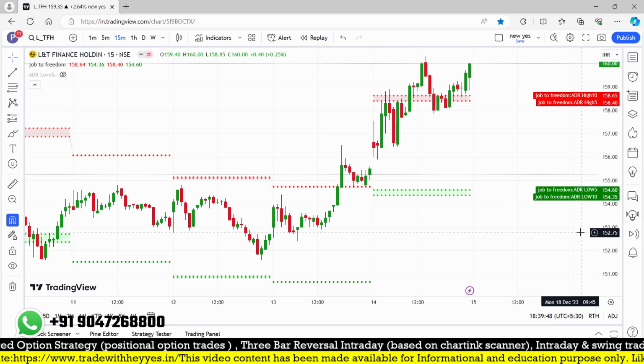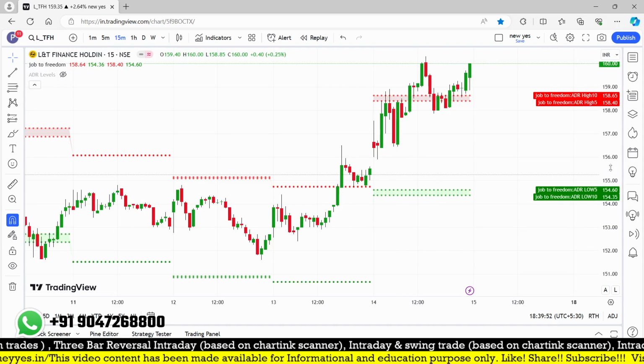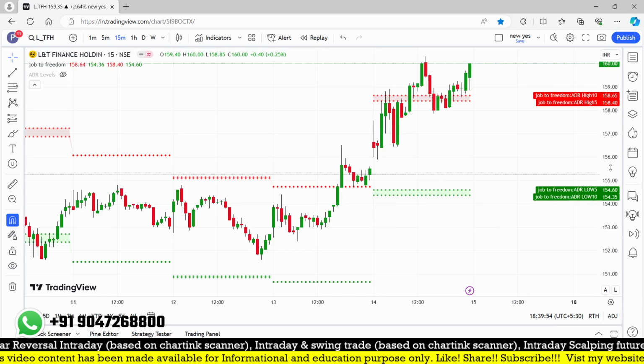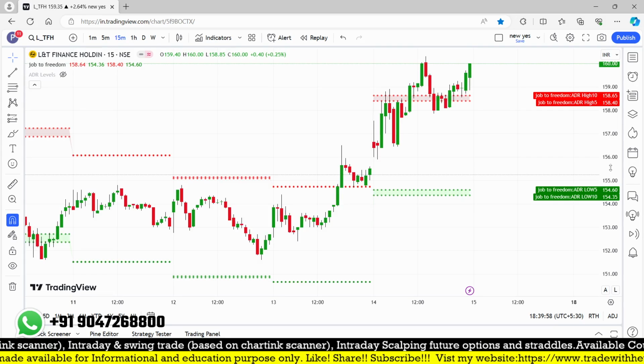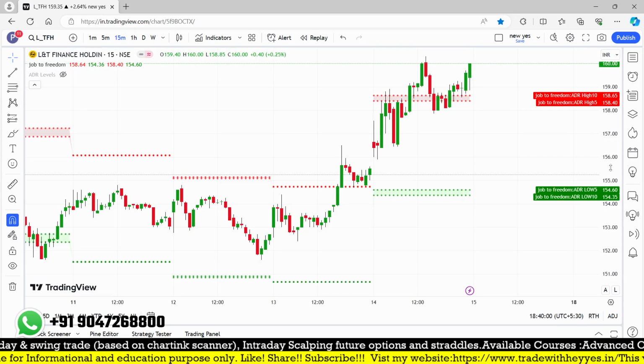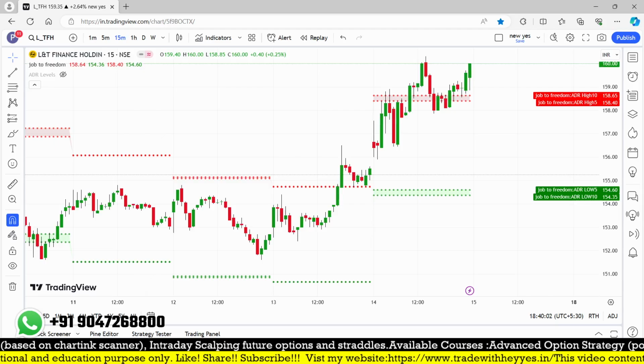I'm comparing these two levels, ADR 5 as well as ADR 10. Whichever is higher is for the bullish side, whichever is lower is for the bearish side. I'm tracking that with this particular scanner.